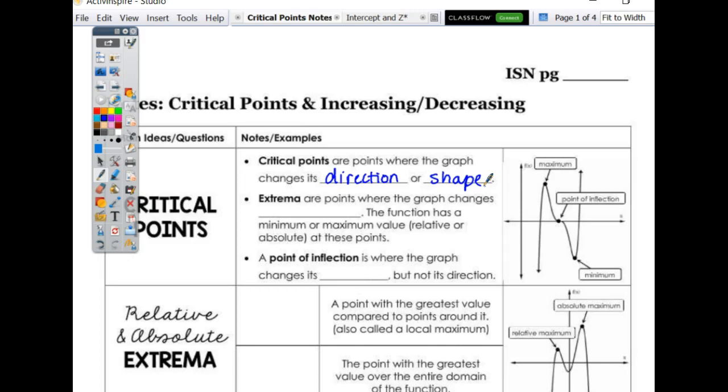Extrema are points where the graph changes direction. The function is going to have a minimum or a maximum value, and it's relative or absolute. A point of inflection is where the graph changes its shape, but not its direction. It changes its shape, but not its direction.